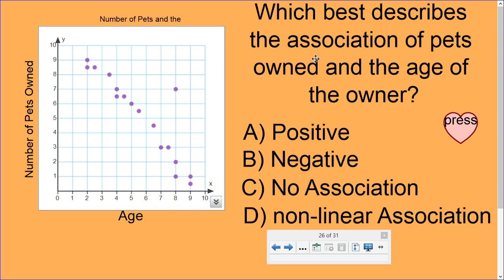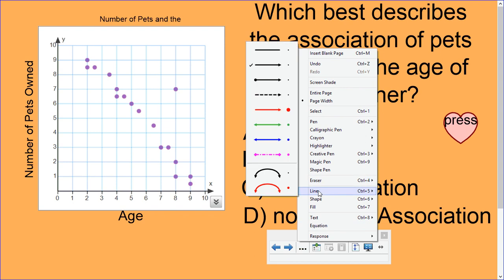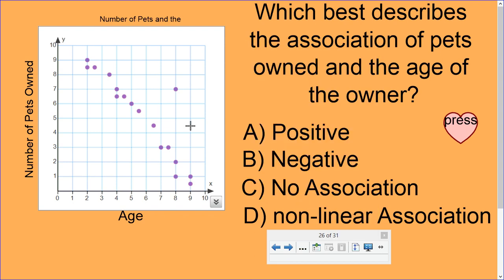Which best describes the association of pets owned and the age of the owner? So here we have our dots. Notice how they're going. Notice they're going down. So if I were to draw a line, and let me get my line tool, let me get a nice line. Here's a blue one. And I would put these right about in the middle.